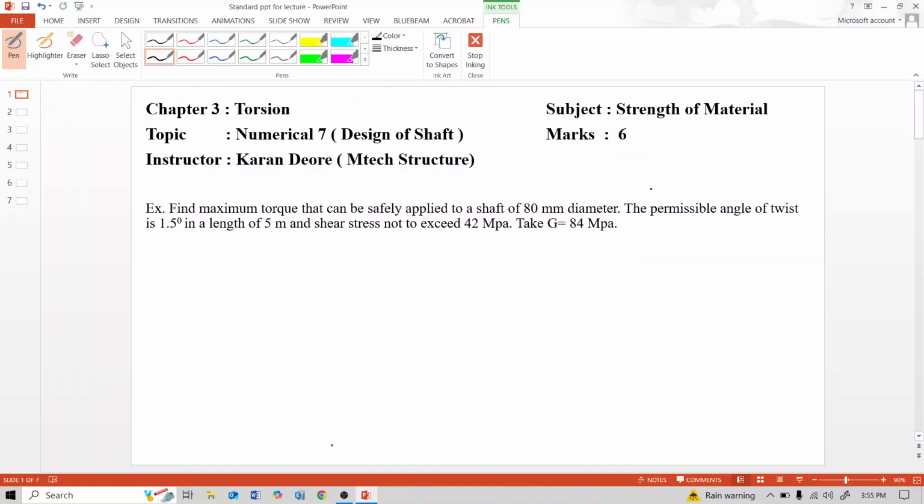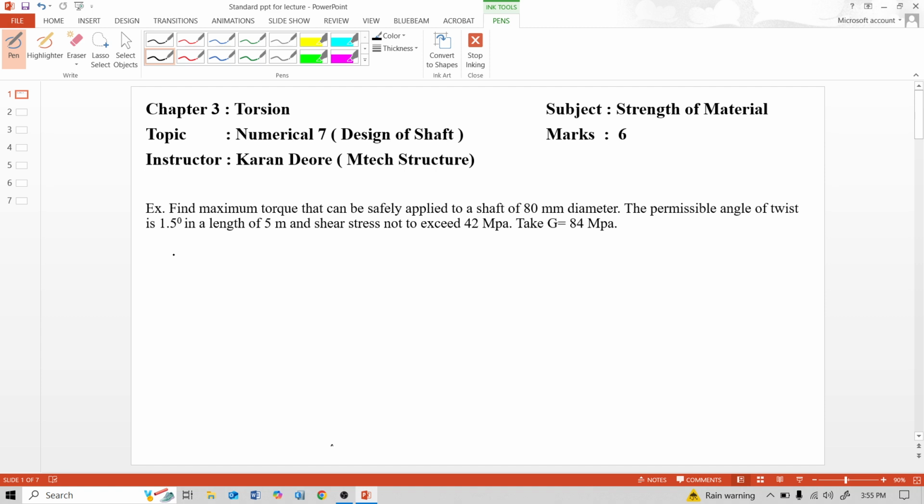Today in this video lecture, we will see numerical 7 on design of shaft. Find the maximum torque that can be safely applied to a shaft of 80 mm diameter. The permissible angle of twist is 1.5 degrees in a length of 5 meters, and shear stress not to exceed 42 MPa. And take capital G equal to 84 MPa, shear modulus 84 MPa.